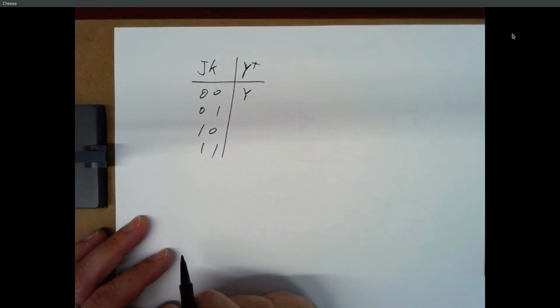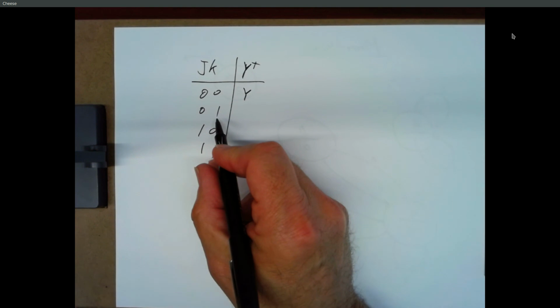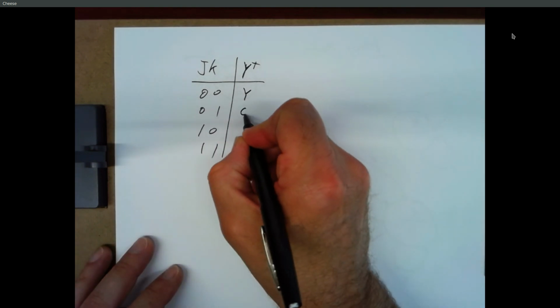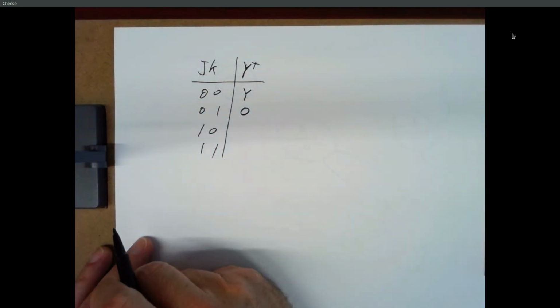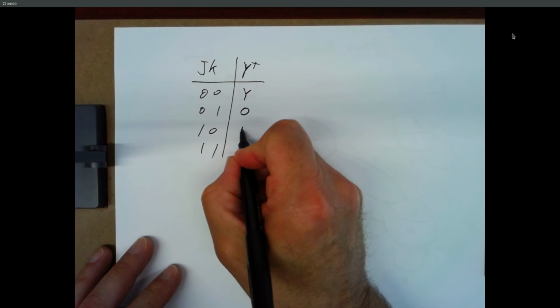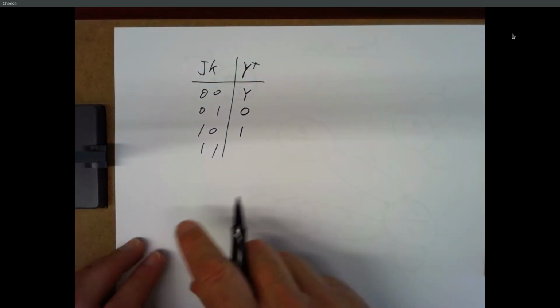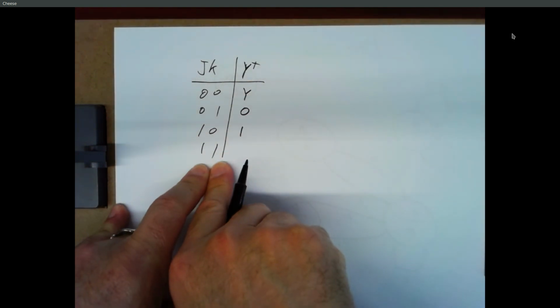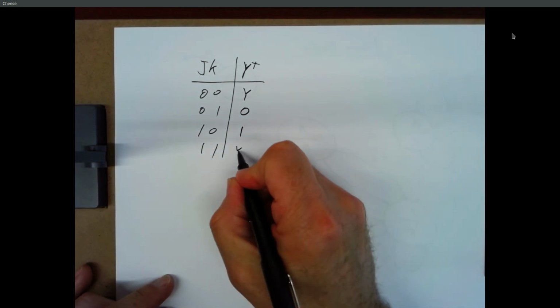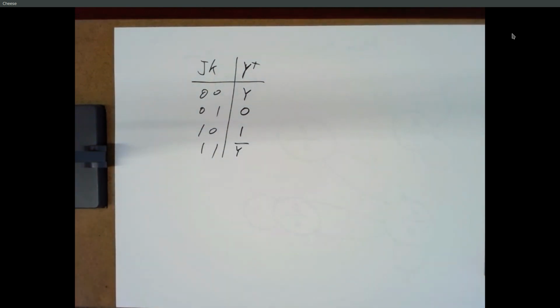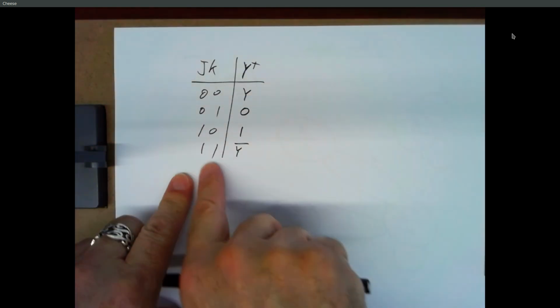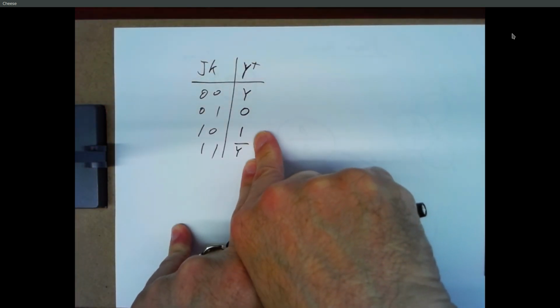of y. If K is a 1, it doesn't care what the current value is, it just forces it to a 0. If J is a 1 and K is 0, it just forces it to a 1. And then what if J and K are both 1? It becomes the inverse of whatever. Right, it becomes the inverse of what it was. So there's your excitation table for a flip-flop, right? If you know what the inputs are, here's what the new output will be.